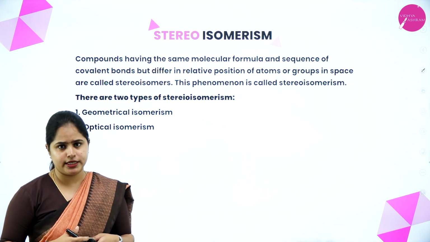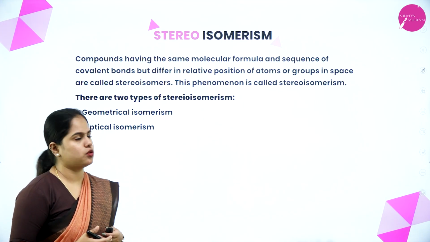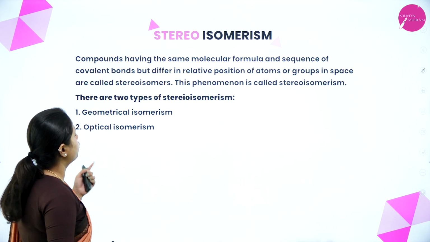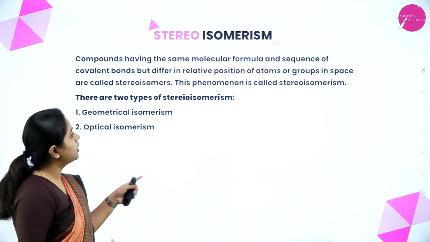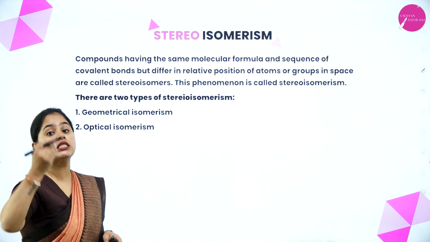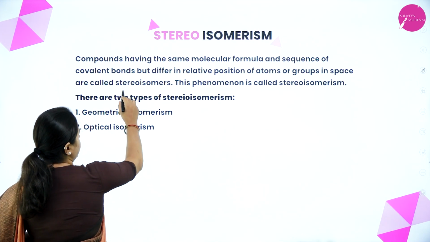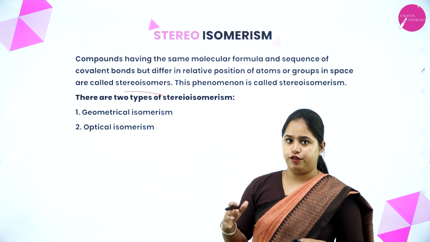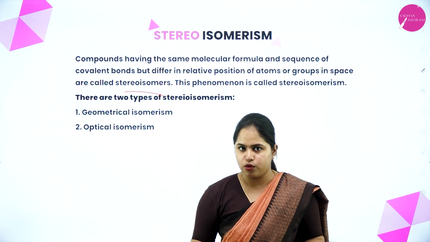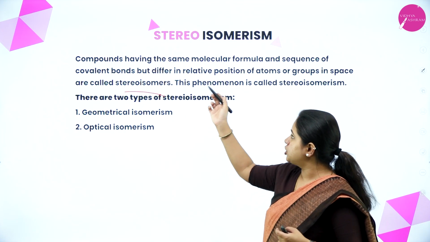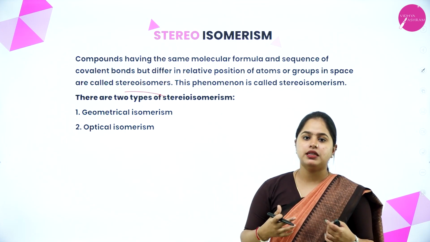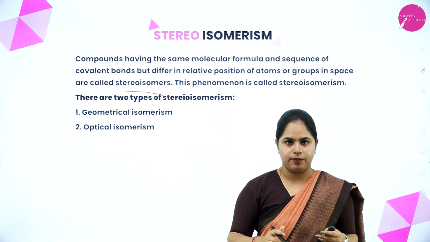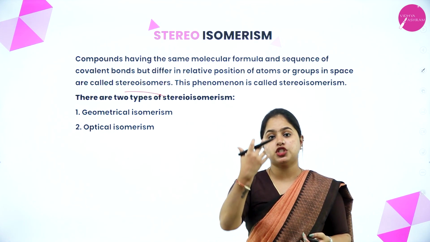We'll not be going into the detail, but we need to understand what is stereoisomerism, right? They are compounds having the same molecular formula and sequence of covalent bonds but differ in relative position of atoms or groups in space, and are called stereoisomers. So how they are arranged in space, that will be different. That means their molecular formula of course will be same and their structural formula will be also same. That means how they are bonded will be also same. But they will differ in the position in space.